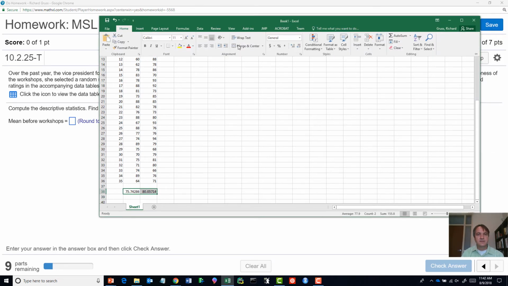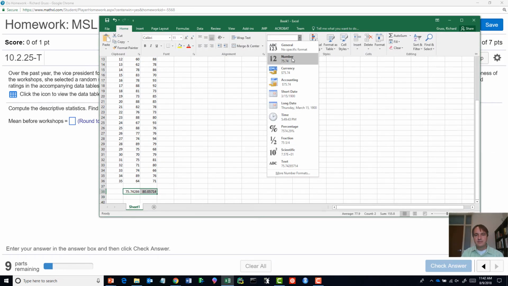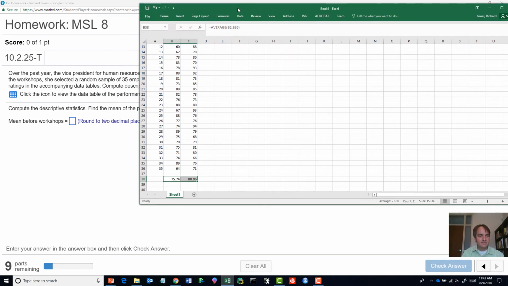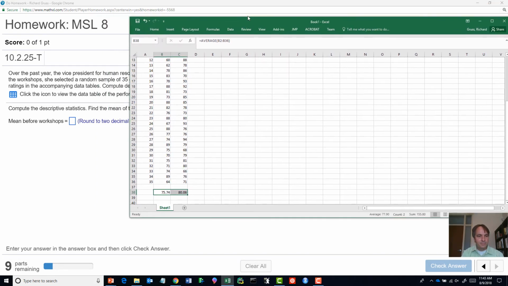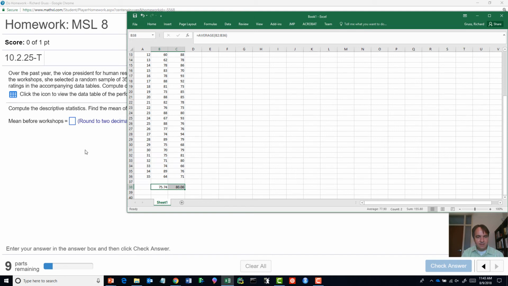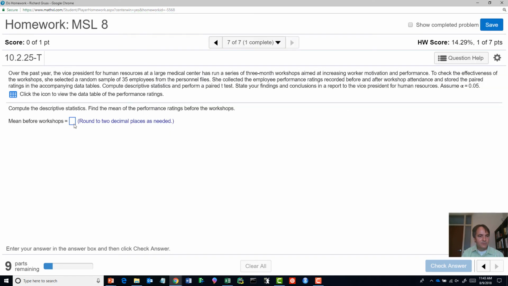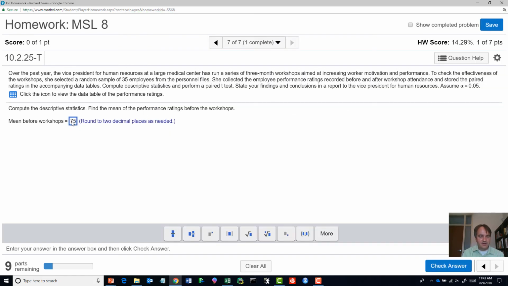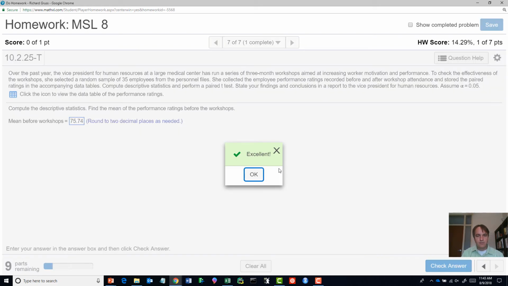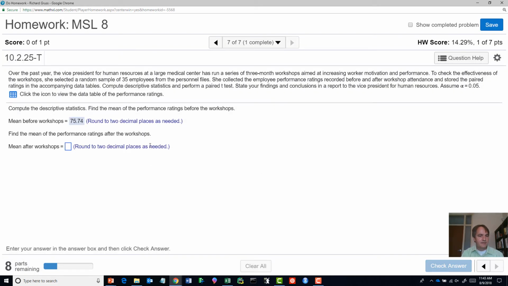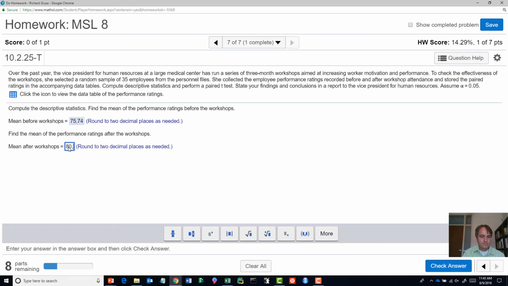We'll use 2 decimals. I'm very lazy about my rounding. I just like to remove all potential sources of error. So 75.74 before, and then after 80.06.